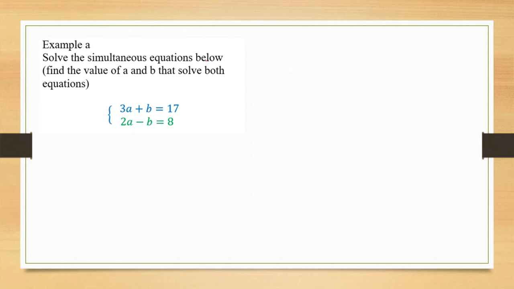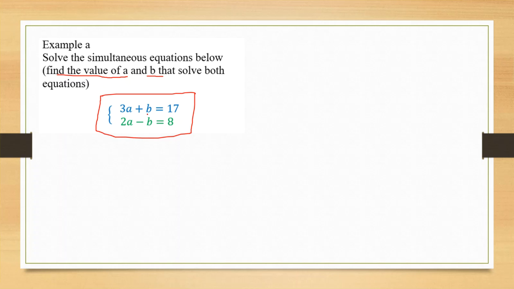Solve the simultaneous equations below, which means that we need to find the value of A and the value of B that solve both equations. So when we present the equations like this, it gives us a chance to eliminate either the A or the B.